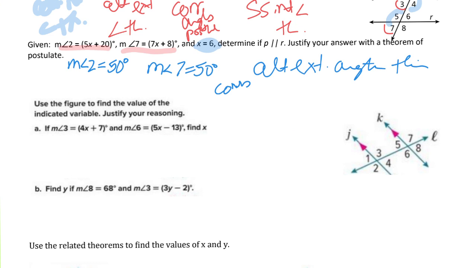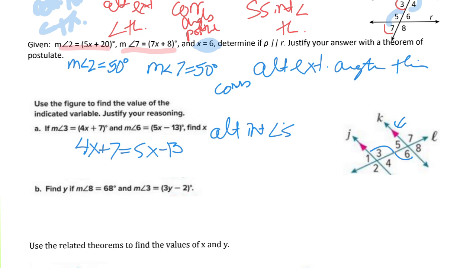Okay, the next one says, if the measure of angle 3 is equal to 4x plus 7, and the measure of angle 6 is going to be 5x minus 13, find x. Well, these are going to be alternate interior angles. And this will be the theorem because we know that they're parallel because of the little arrowheads here. Okay, so we know they're parallel. And then if they're alternate interior angles, we know that means they're going to be congruent. So we can set them equal to each other and solve the resulting equation.